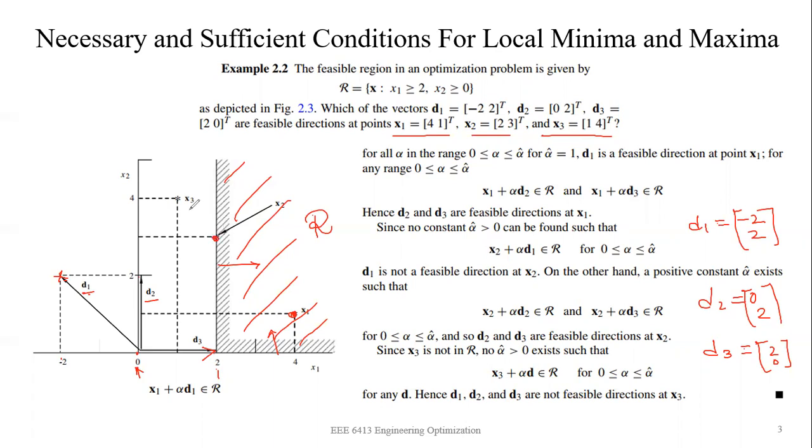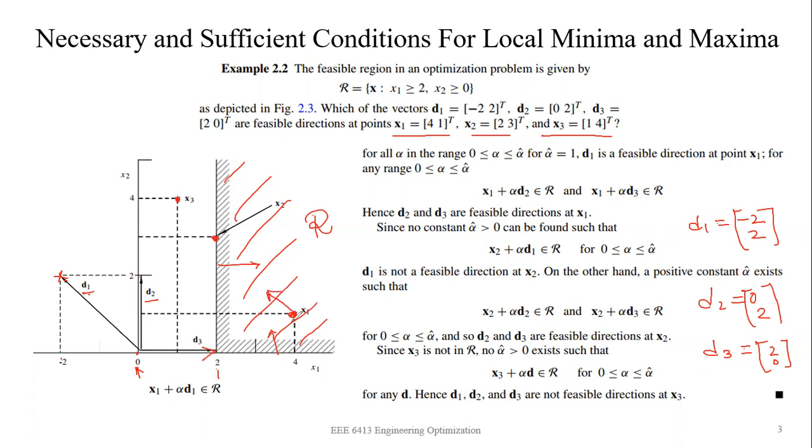Here it is. And X3 is (1, 4). Now we have to see whether, in these points, the direction vectors that have been given are feasible or not. So in the X1 point, as you can see, the direction D1 will be something like this.